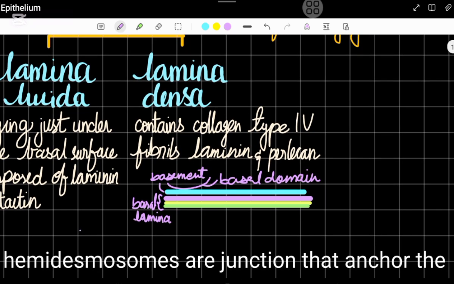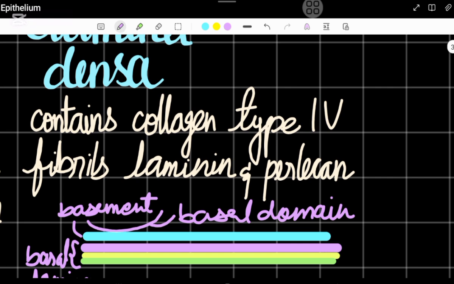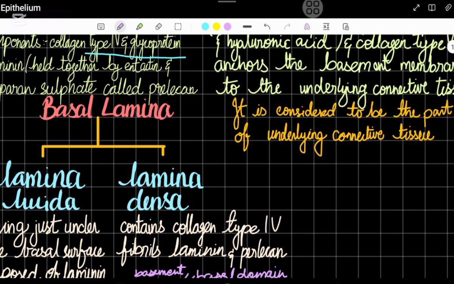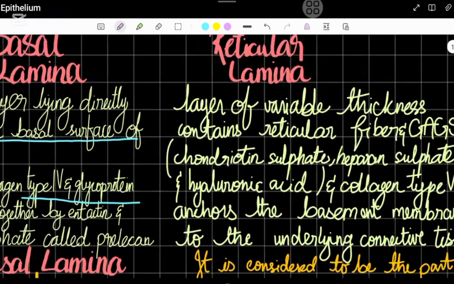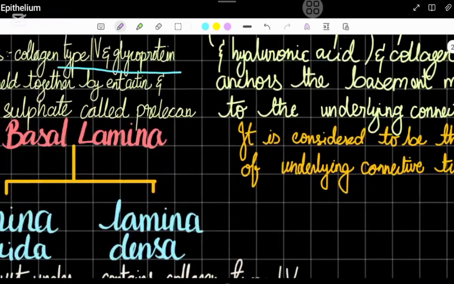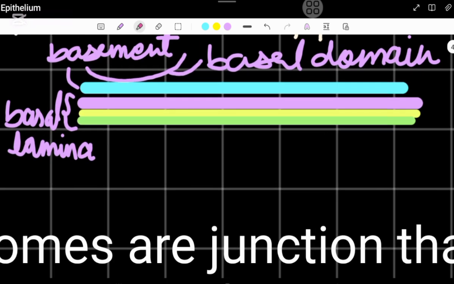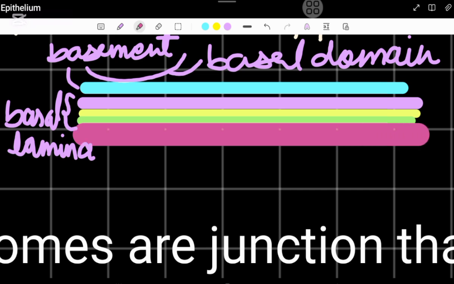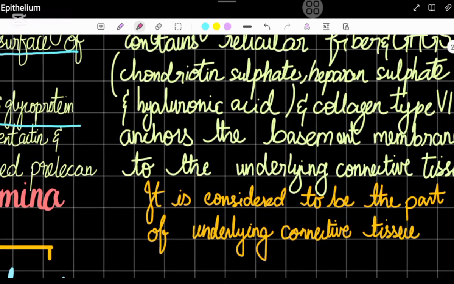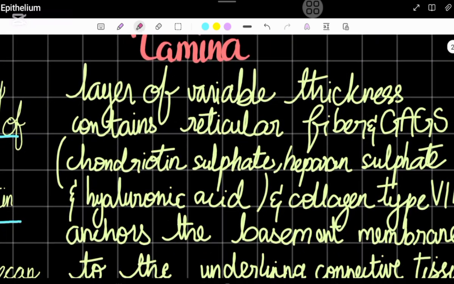Now the lamina densa contains collagen type 4 fibril, laminin and perlecan. You have to remember these names. Okay, now below this will come our reticular lamina. Let me change the color and improve the thickness. This would be your reticular lamina. Now see what's written in reticular lamina: a layer of variable thickness that contains reticular fibers, GAGs, and GAGs are glycosaminoglycans.